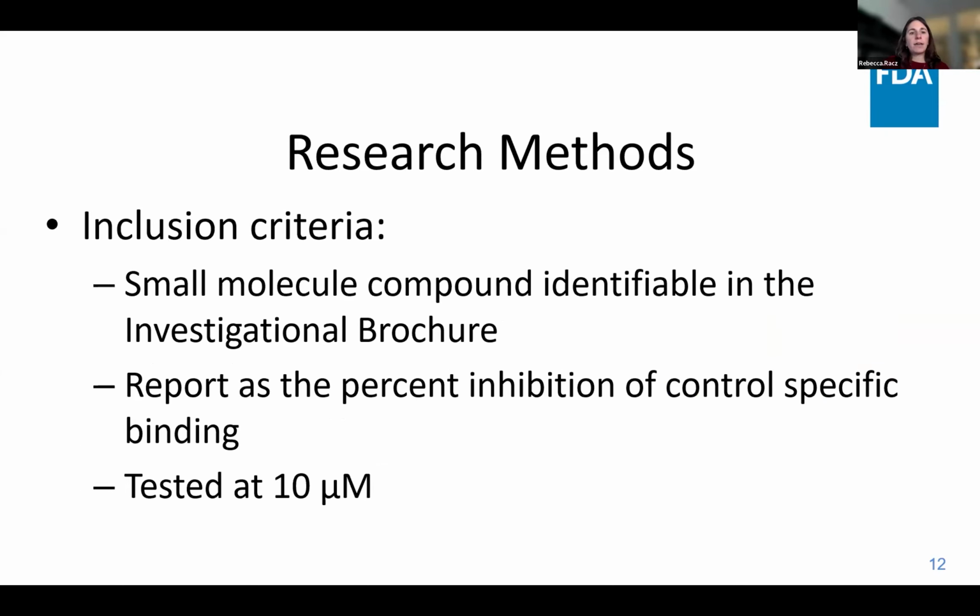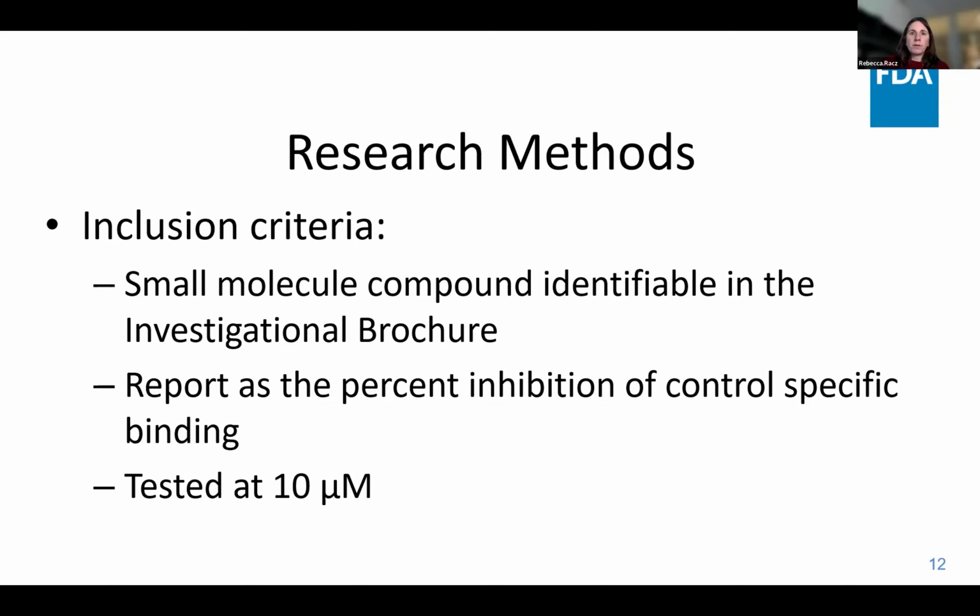We had 3 inclusion criteria. The first one was that it needed to be a small molecule compound identifiable in the investigational brochure. The reason we had this as a criteria is because when these reports come to us, the compound usually has just one type of identifier, just a random series of numbers and letters, because again, this is done very early in drug development, so they don't have a name or necessarily anything like that for the compound at that point.